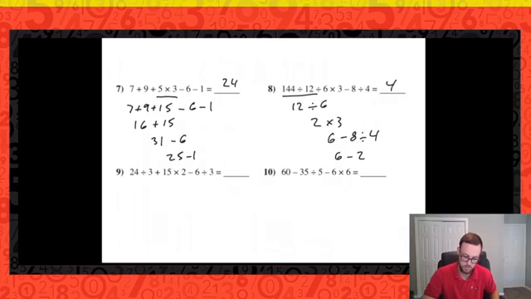Yep, very good. We have to make sure we do the division, the 8 divided by 4, before the subtraction. We can't just work left to right. We have to still follow our order of operations, and division comes before subtraction. Nice job. All right, number 9.